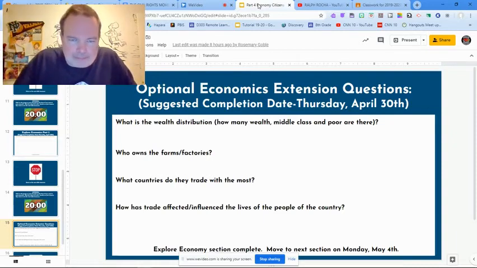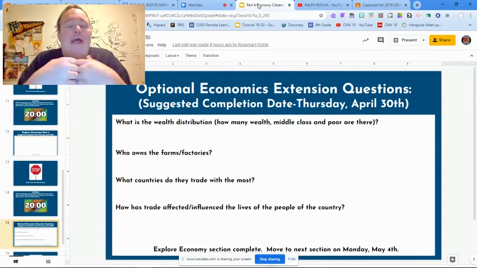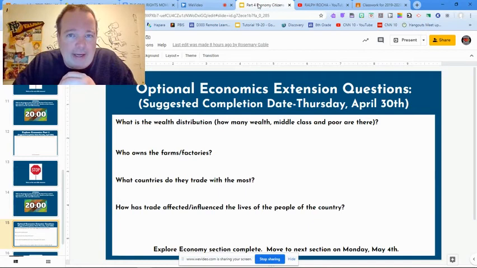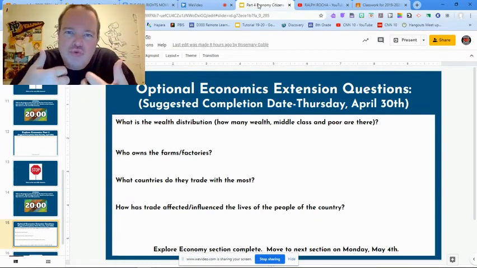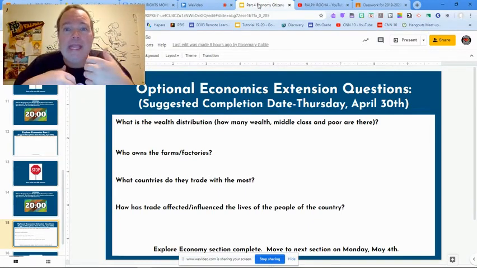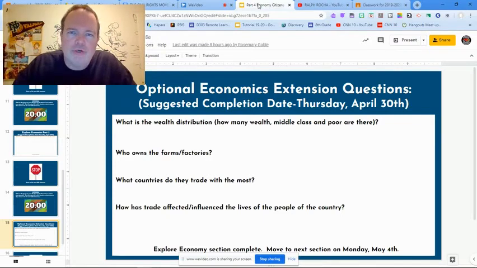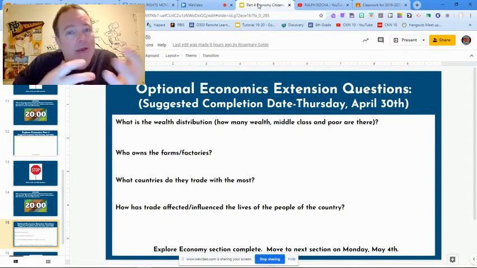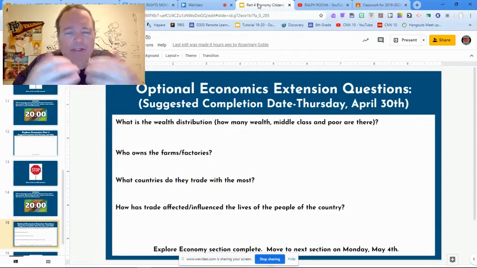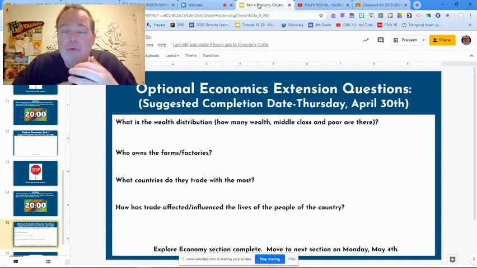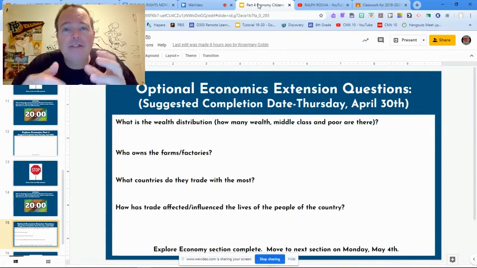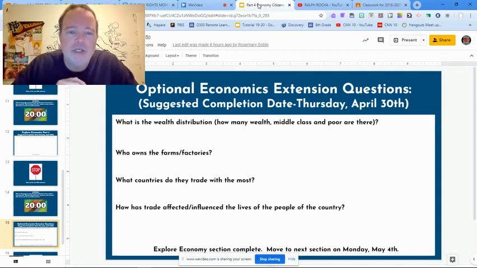And finally, how has trade affected or influenced the people of your country? Have people gotten wealthy because of trade? Have the way they thought, the way they dressed, the way they eat food changed? Think about our country. We started trading with China. Now we eat Chinese food. We trade with Mexico. We eat Mexican food. Car manufacturers, the people who own them get wealthier because they are able to trade the cars with different countries. So how has trade influenced or affected the people in your country?